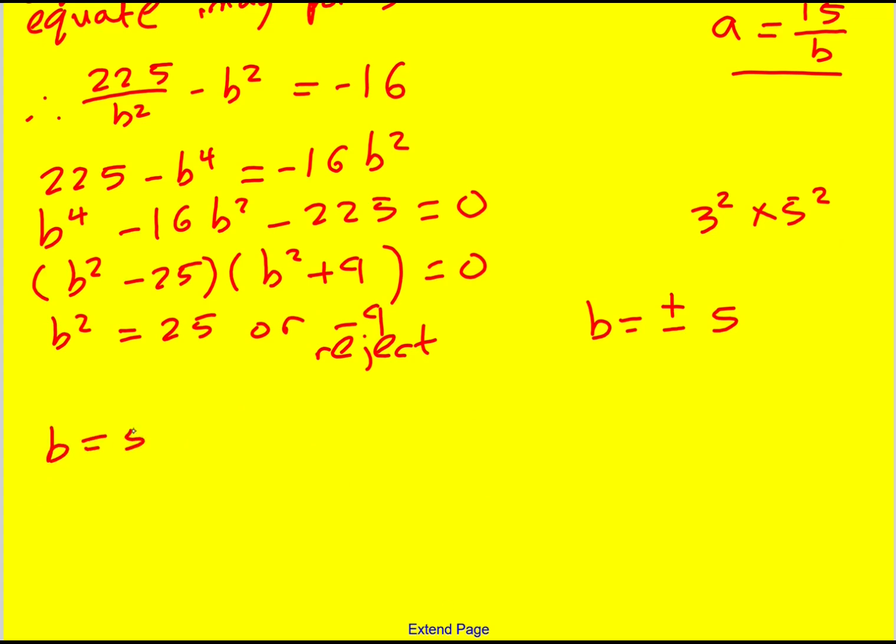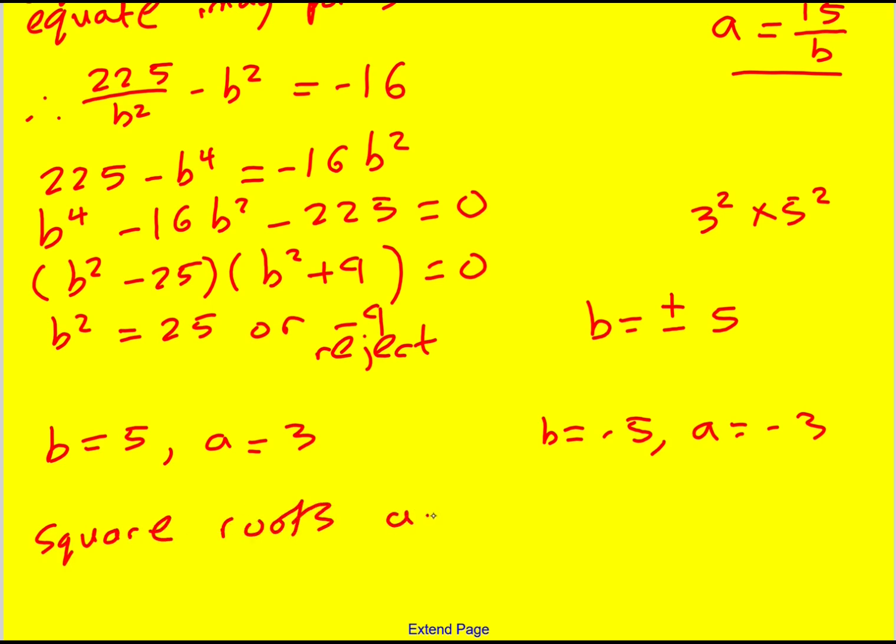So b equals 5 implies a equals 3. b equals minus 5 gives a equals minus 3. So the answer is going to be, so the square roots are 3 plus 5i and minus 3 minus 5i.